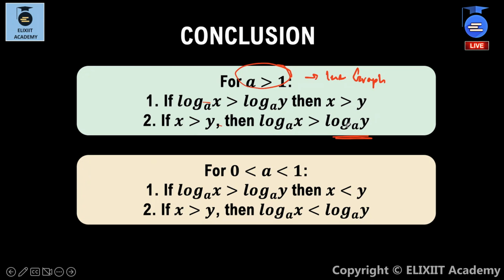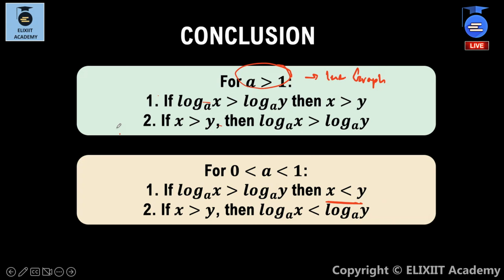Okay. Clear? So for 0 to 1, write this down as the first inequality, the first part of this inequality. If a lies between 0 and 1, and log x base a is more than log y base a, then x is less than y. Because here the graph is decreasing, so obviously orientation changes. And the reverse: if x is more than y, then log x base a is less than log y base a. Okay.